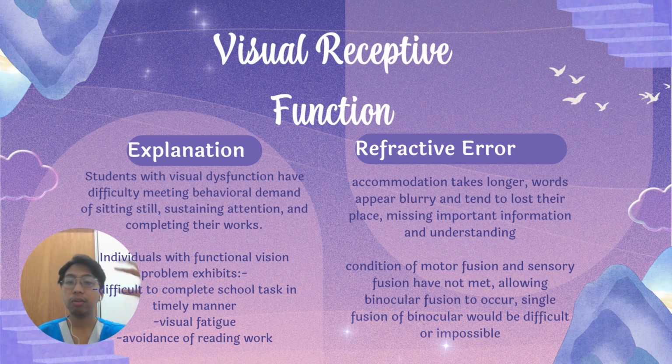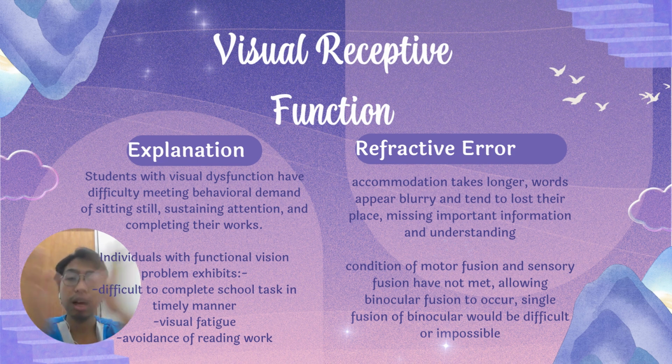Individuals with functional vision problems exhibit difficulty completing school tasks in a timely manner, visual fatigue, and also avoidance of reading work, which is important for parents to always observe in their kids, especially when they are doing their school work, or even, for example, when showing cute images, they may say, I don't know what I am seeing. So that's an example of it.